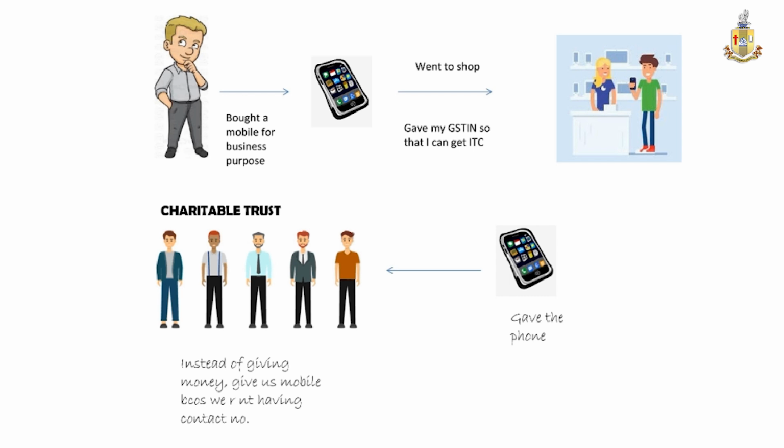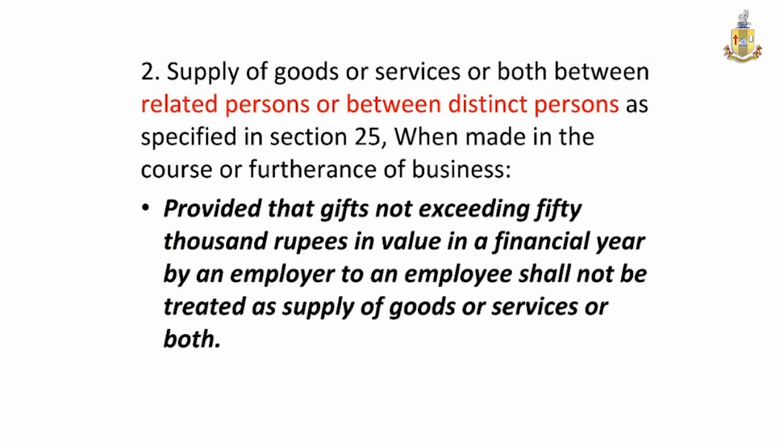Here GST tells us this is also called a supply, even though you are giving it as a charitable gift, even though you are not receiving consideration. This is called a supply because that asset, this mobile phone, is a business asset and you got input tax credit on it. So this is called a supply, even when there is no consideration.